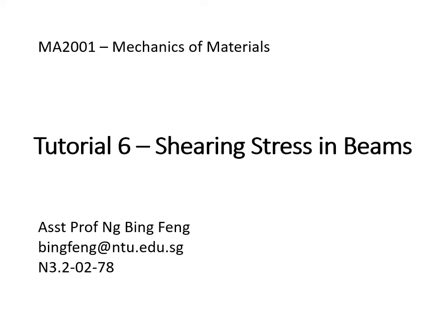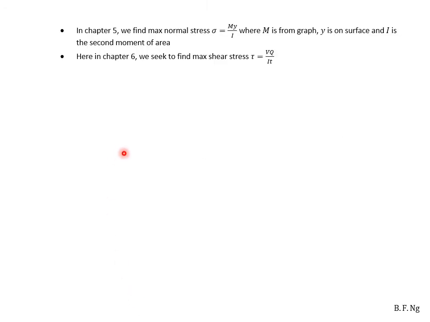In tutorial number 6, we'll cover the shearing stress in beams. In the previous chapter, we sought to find the maximum normal stress from bending, where the normal stress itself is given by My/I. In this chapter, we'll seek to find the maximum shear stress, tau equals VQ/IT.